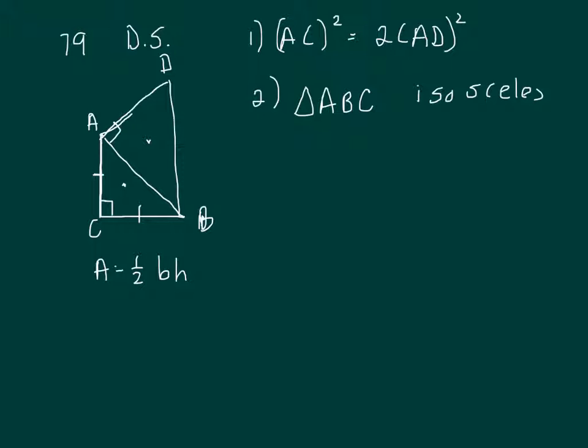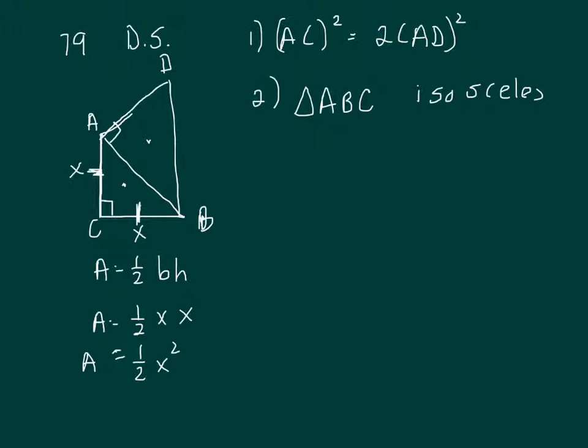So let's start with clue 2. We know that ABC is isosceles, so those two sides are equal. I'm going to call that length X and that length X. So that triangle's area equals 1/2 base times height, so it's 1/2 X times X, which is 1/2 X squared. That's the area of the bottom triangle. Now if I can show the area of this top triangle is 1/2 X squared, then we know they have equal areas. So let's look at this top triangle.